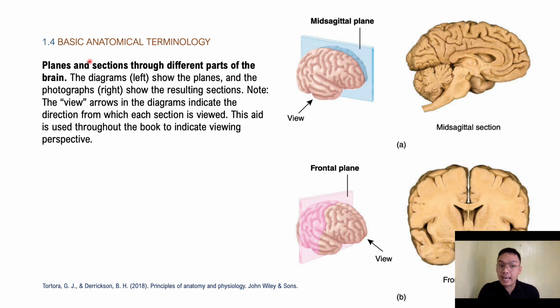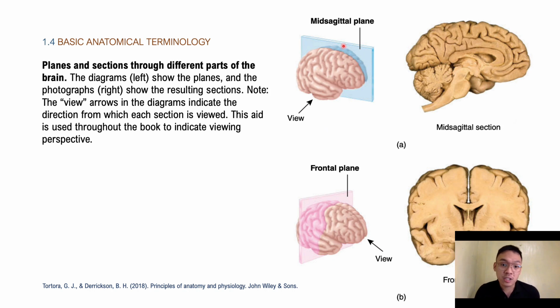Now we will be looking at the basic anatomical terminologies, the planes and sections through different parts of your brain. The diagrams show the planes, and the photos on the right are the resulting sections. Note that the view arrows in the diagrams indicate the direction from which each section is being viewed, and this aids us throughout this chapter in indicating the viewing perspective.